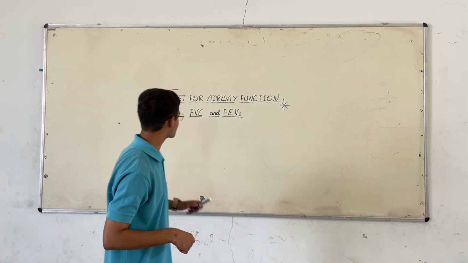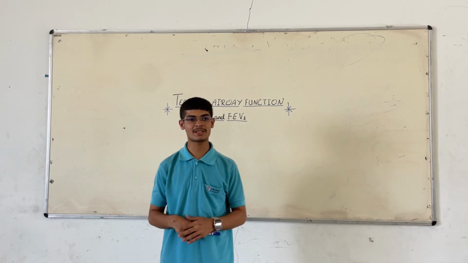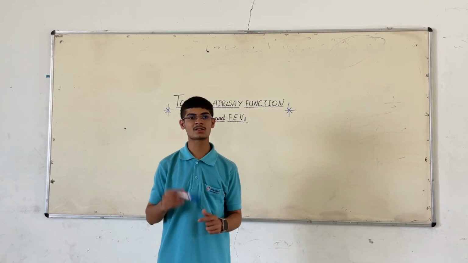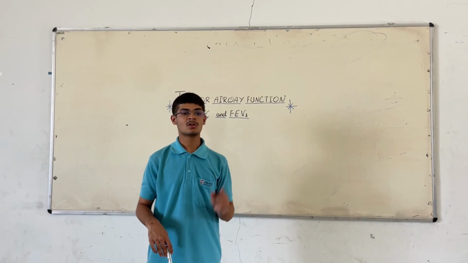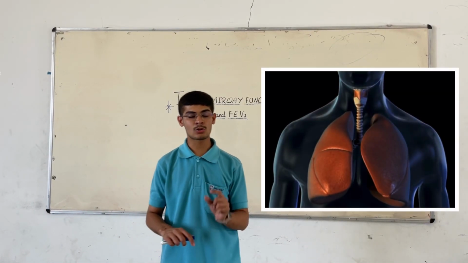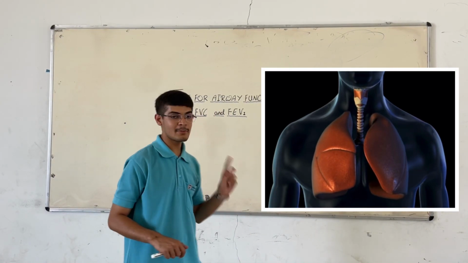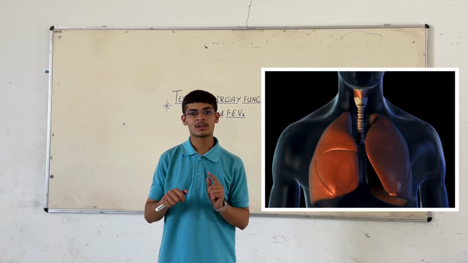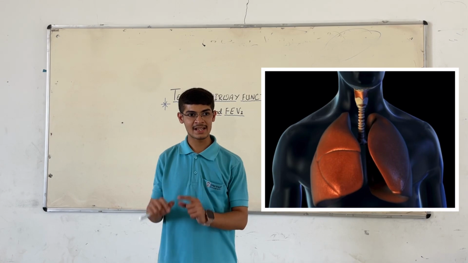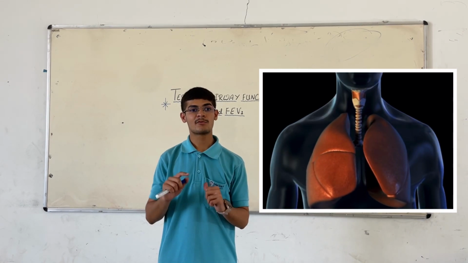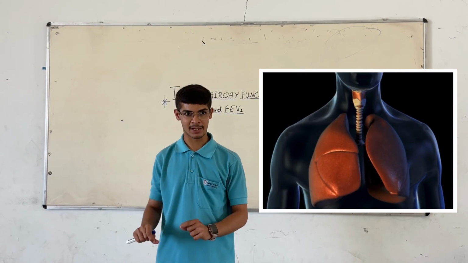So today we are going to see the test for airway function, FVC and FEV1. So first let's see what FVC and FEV1 are. FVC means forced vital capacity and FEV1 means forced expiratory volume in 1 second. Forced vital capacity means the total amount of air exhaled during the FEV test, and FEV1 means the total amount of air exhaled in the first second after forceful expiration following maximal inspiration.